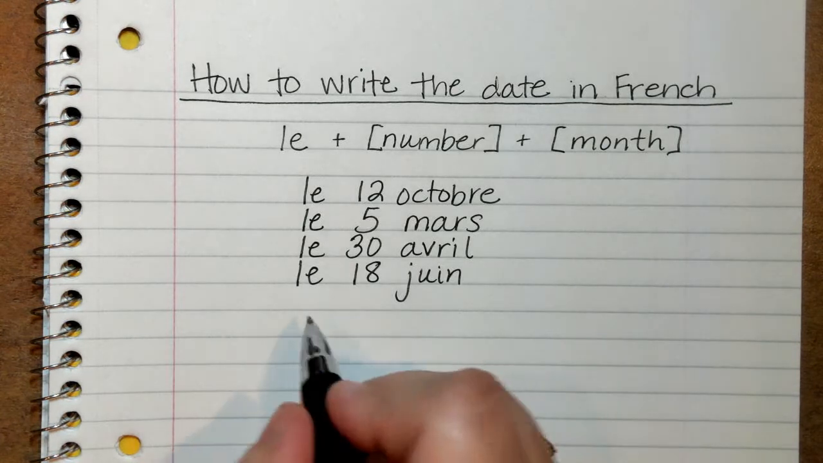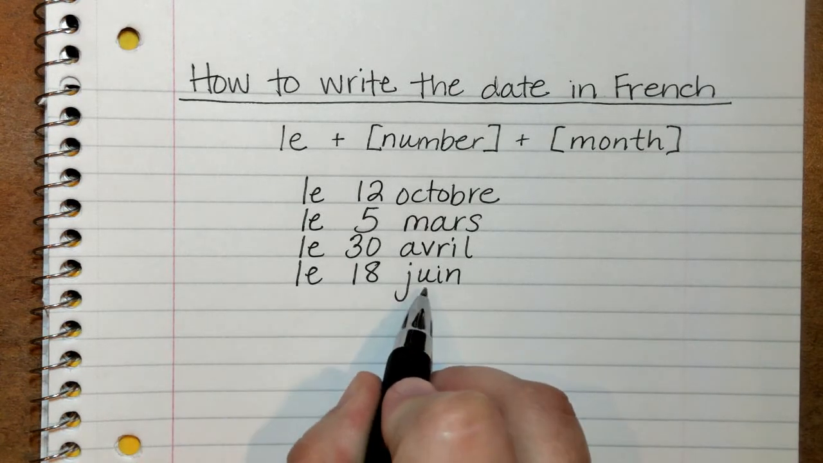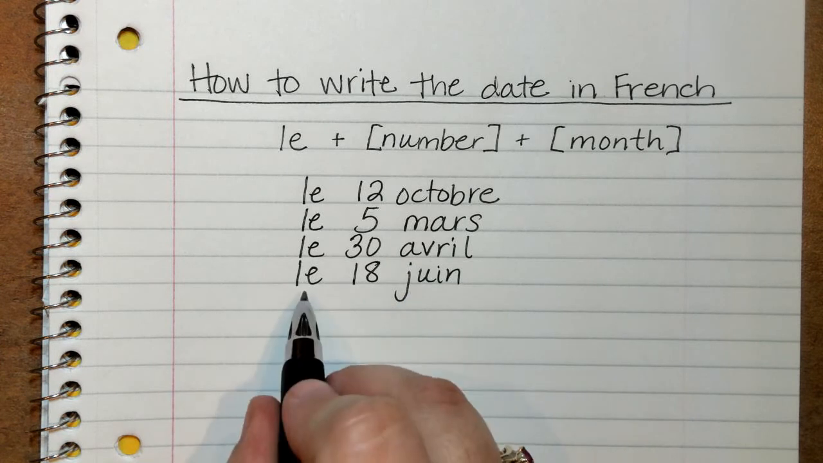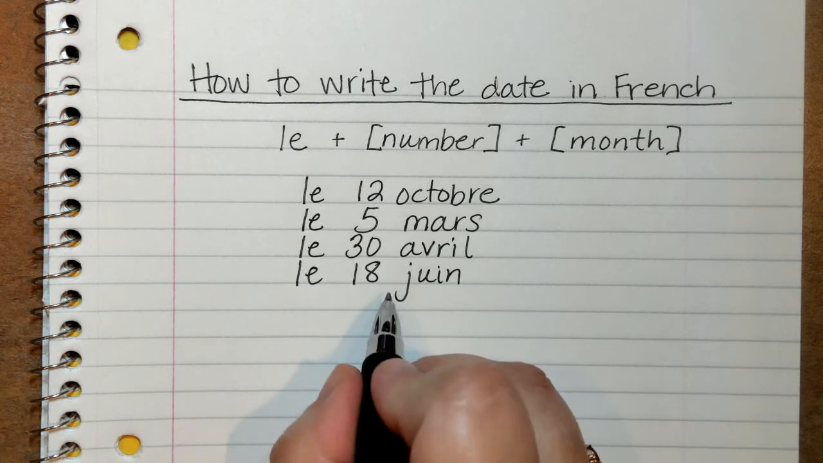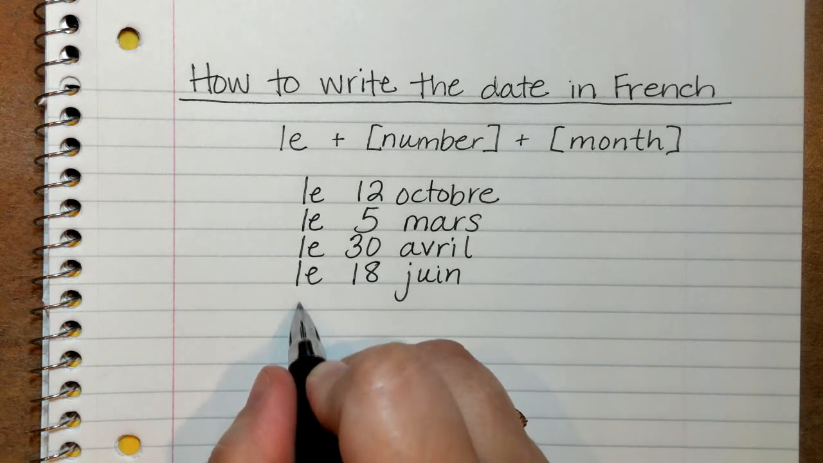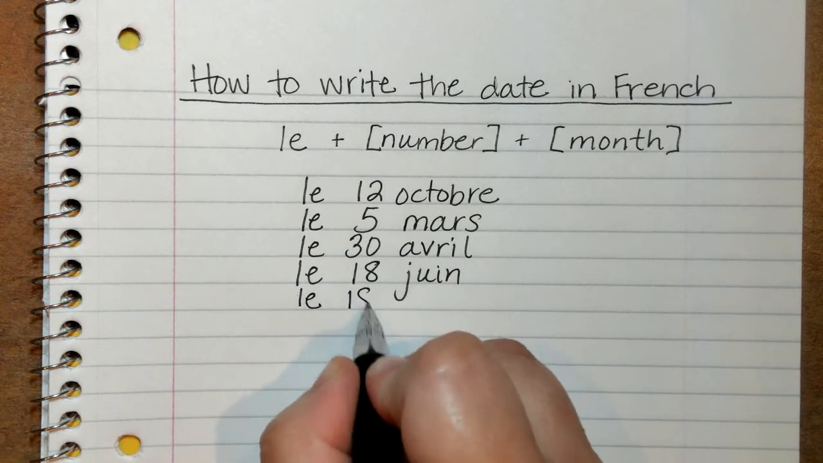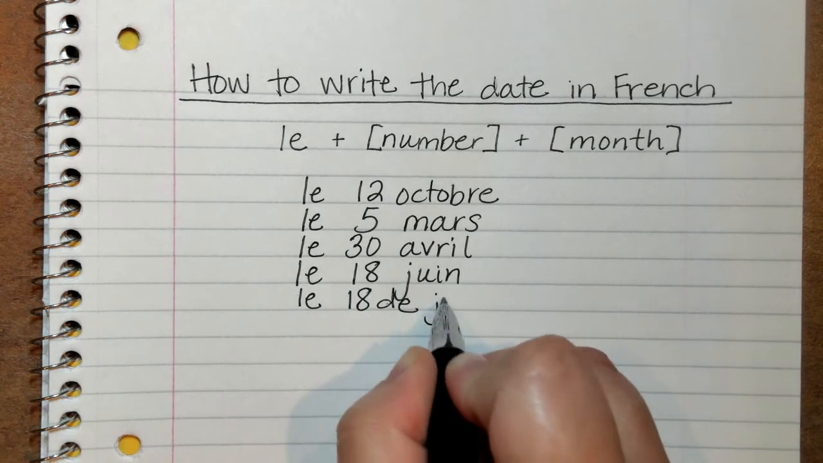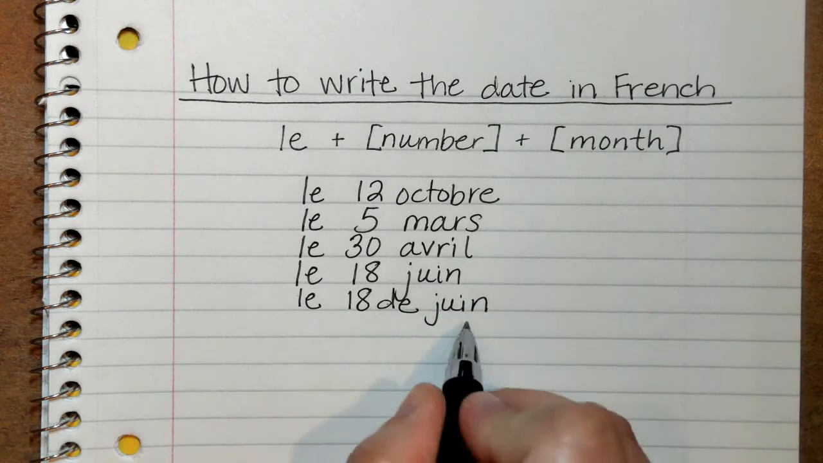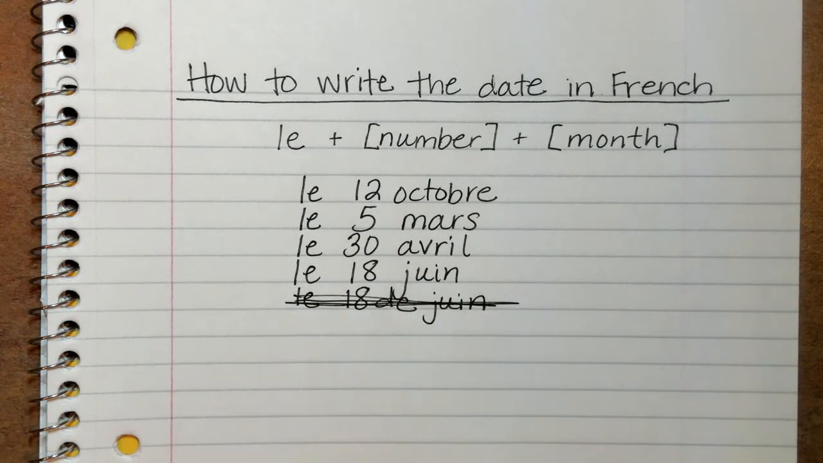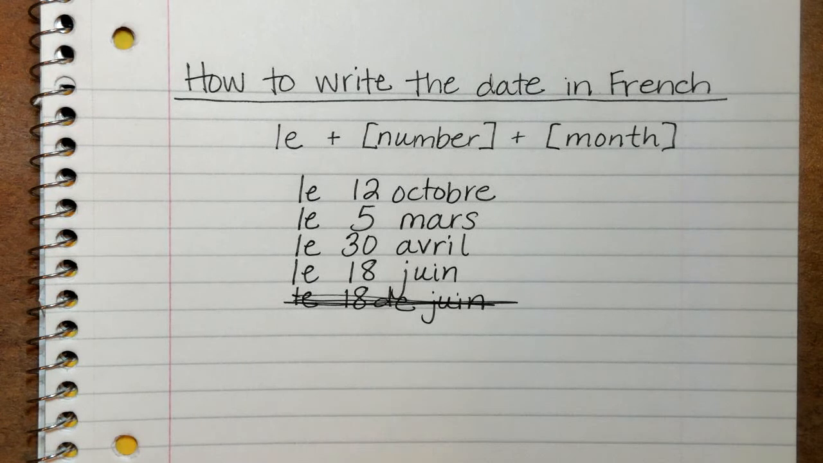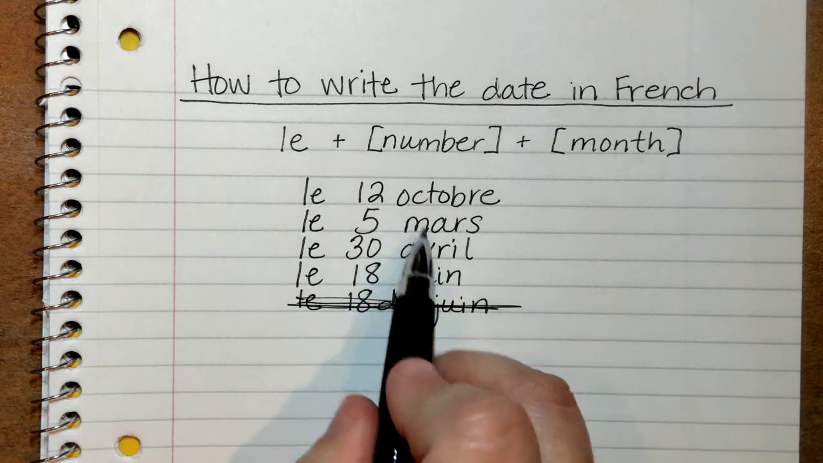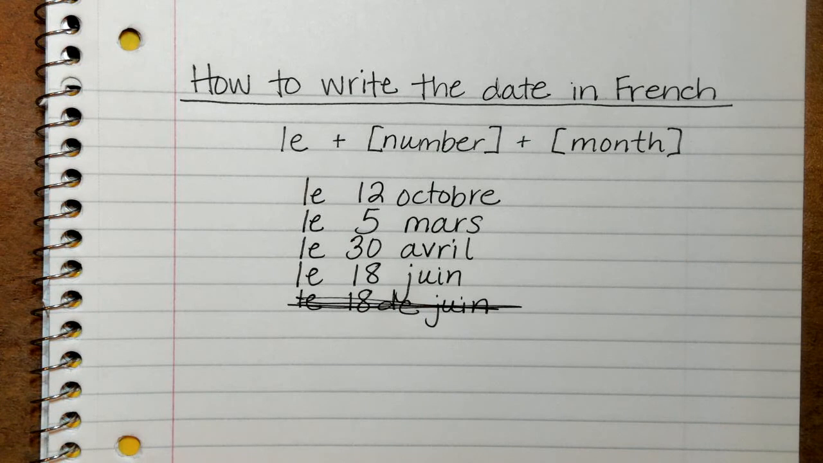Also, if you speak Spanish, I believe that in Spanish they would put the word of here, de. So a lot of students who already speak Spanish want to write something like this, the 18th of June, but that is wrong. In French, you don't use the word de. One last thing to notice is that the months don't get capital letters. In English we do capitalize them, in French you do not.